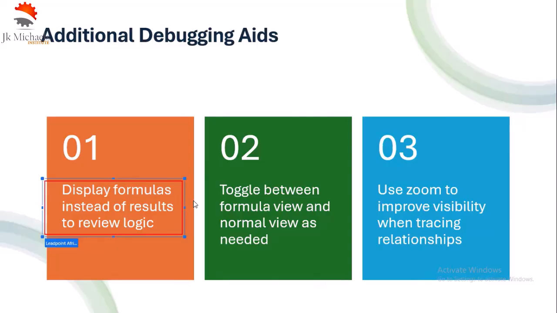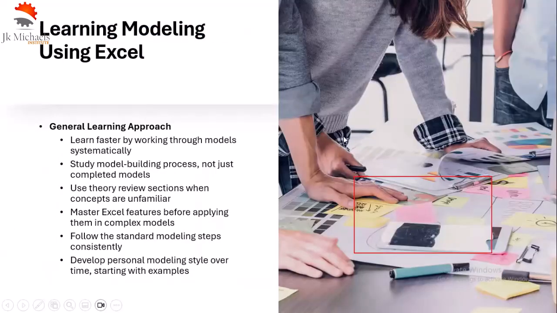The dependents and the precedents show the logic, right? But you could also ask to see the formula, right? You can toggle between formula view and normal view as needed. You can do that. And then you can use the zoom to improve visibility when tracing dependents, right? And these are debugging tools. Now, learn modeling using Excel. Why is this important?